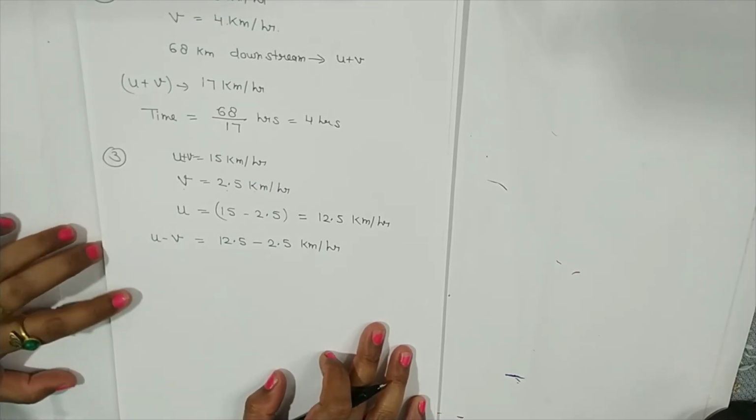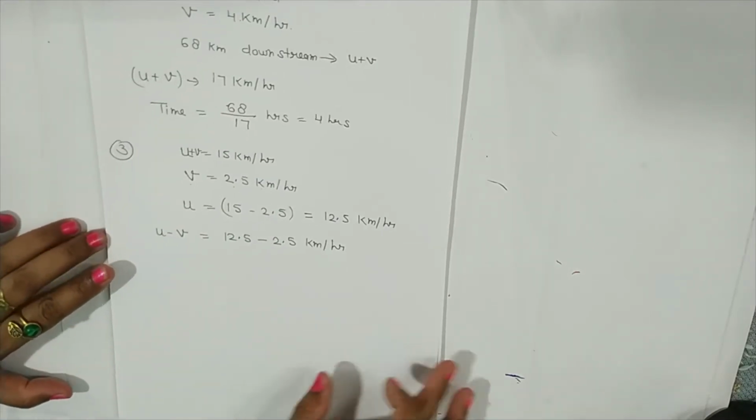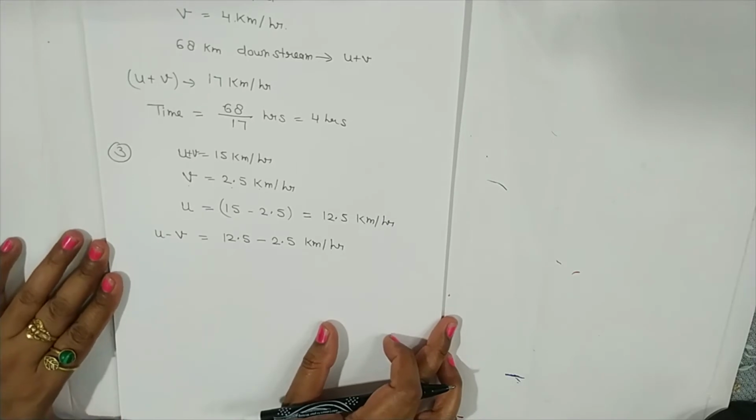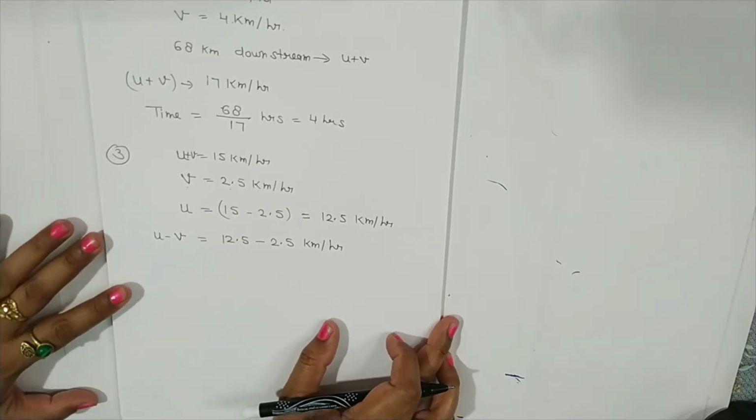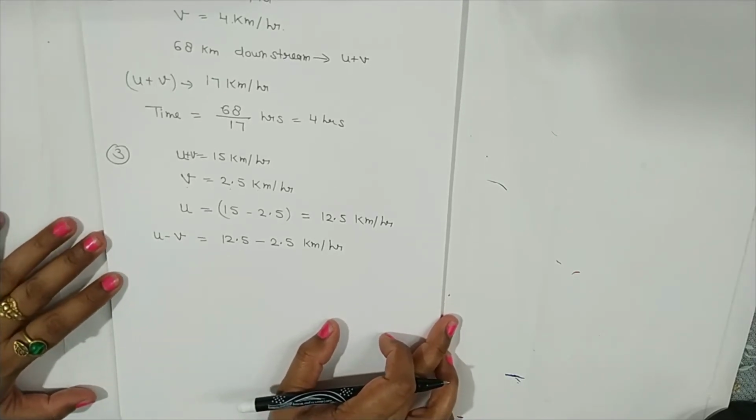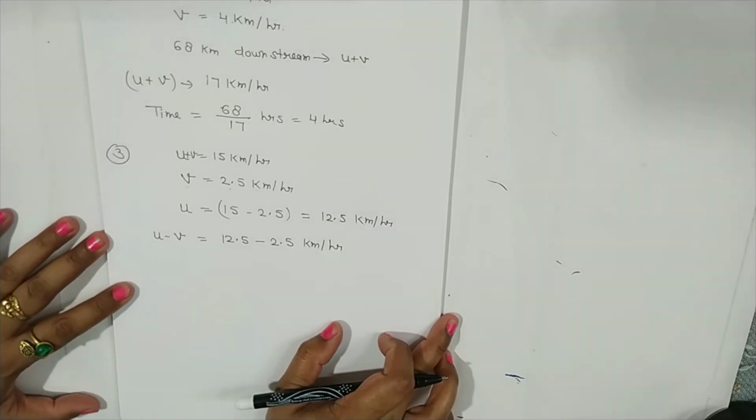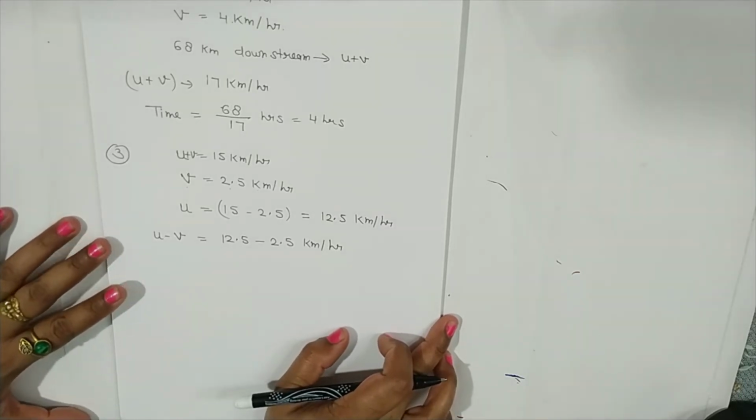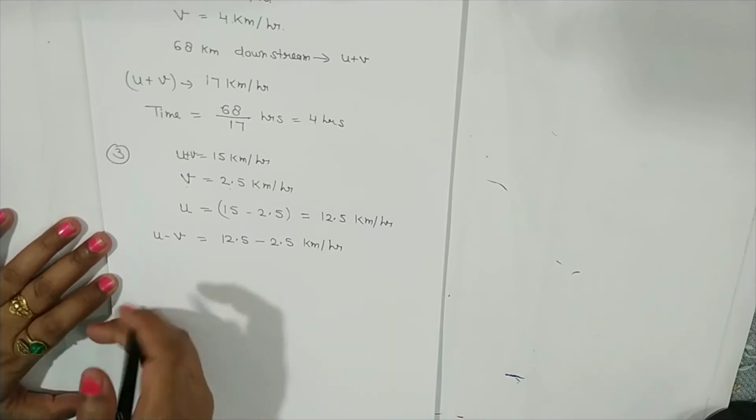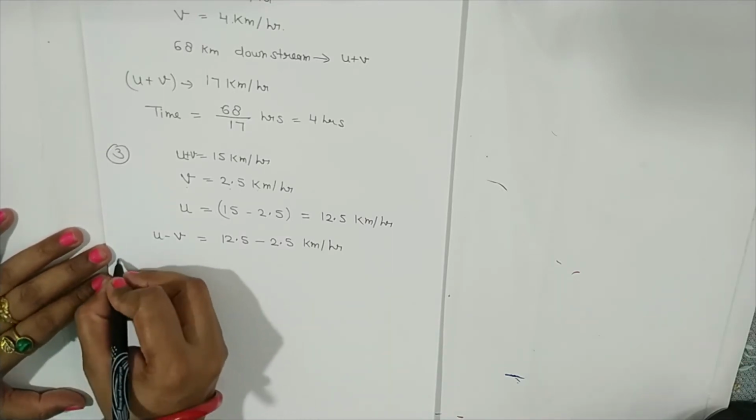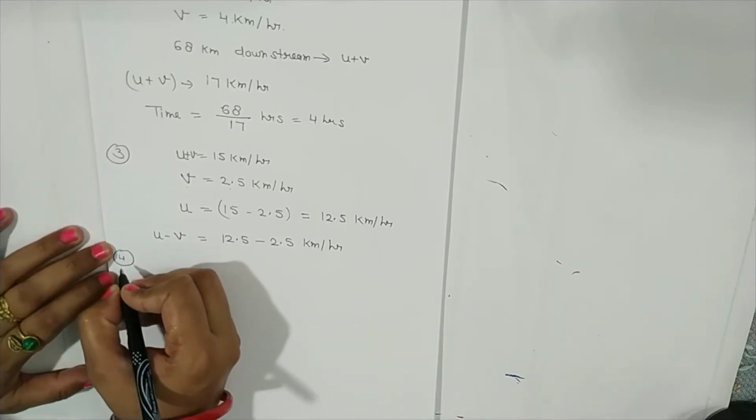Next question. A motorboat whose speed is 15 km/h in still water goes 30 km downstream and comes back in a total of 4 hours 30 minutes. The speed of the stream is. So what is the given value?